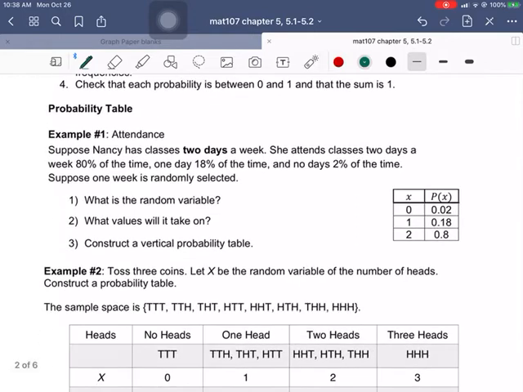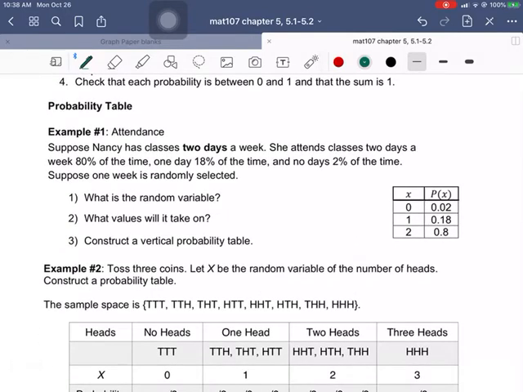So for example, a probability table, the attendance. Nancy has classes 2 days a week. She attends classes 2 days 80% of the time. 1 day 18% of the time. No days 2% of the time. What is the random variable for this? What are we looking at? If we make it x, basically the number of days Nancy attends class that particular week.